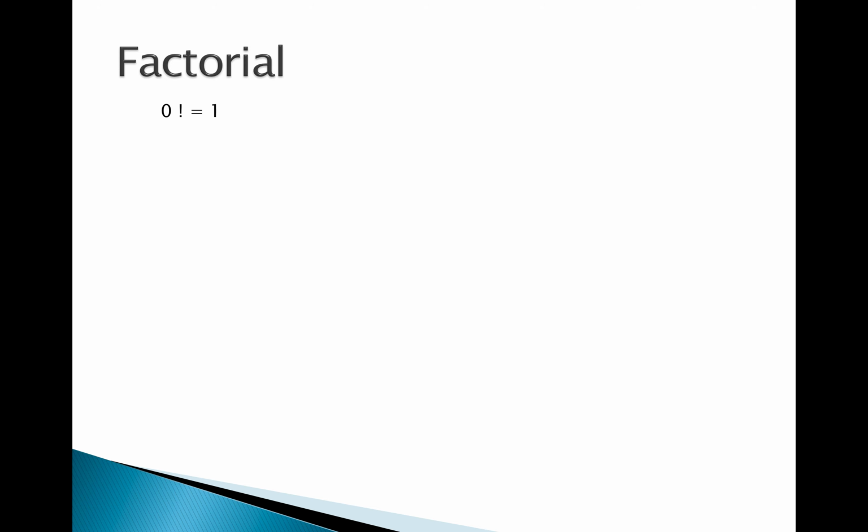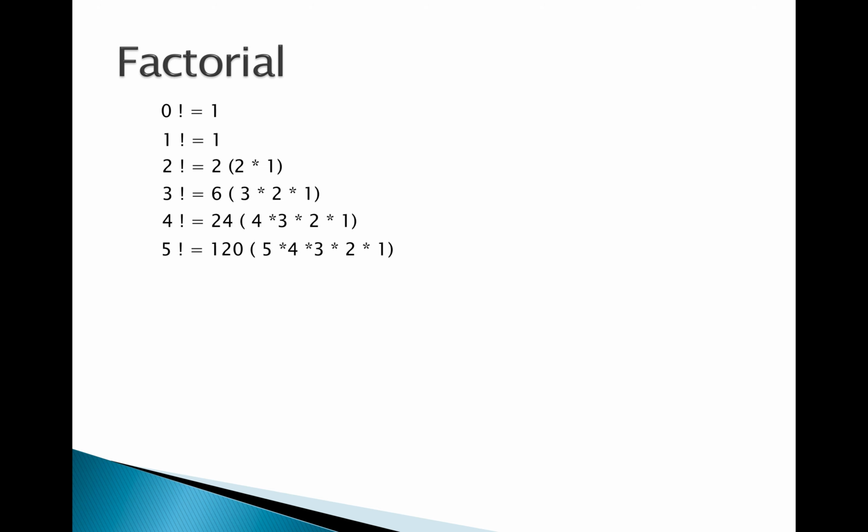If you see, 0 factorial is 1 and 1 factorial is 1. 2 factorial is nothing but 2 into 1. 3 factorial is nothing but 3 into 2 into 1, which is 6. 4 factorial is nothing but 4 into 3 into 2 into 1, and so on. 5 factorial is 120, which is 5 into 4 into 3 into 2 into 1. So you start from 5 and go till you reach 1, and you multiply all those values.